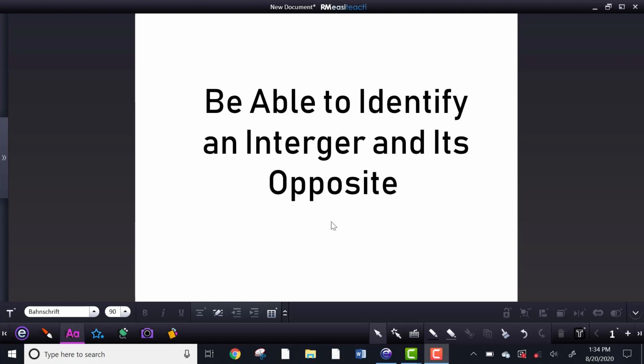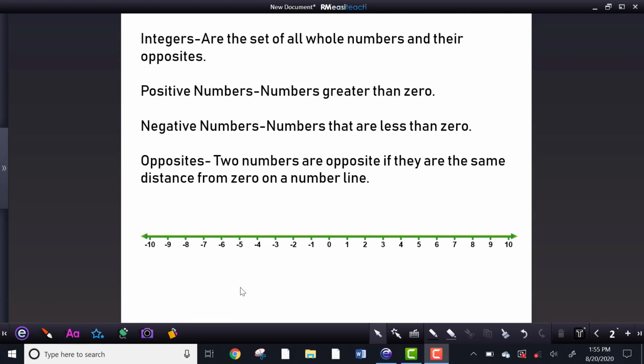Now before we begin the video, you will need to get out your math journal and a pencil. So the goal for this video is to be able to identify an integer and its opposite. Before we begin, we're going to take a look at 4 key vocabulary words. Now you'll want to get out your math journal and write these down. If you need to pause the video and write these down, that is completely fine.